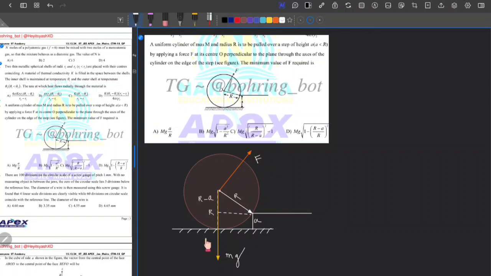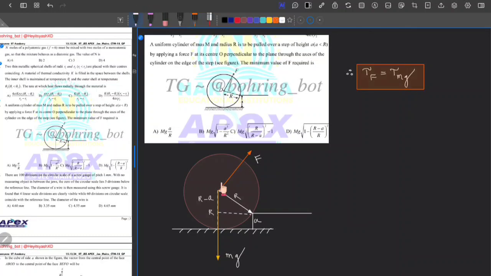Now the torques due to these two must be equal. The minimum value of force required: the clockwise torque due to this force and the anticlockwise torque due to this weight must be equal in order to find this F minimum. Therefore, the torque due to this force should be equal to the torque due to this mg to find the minimum force required, right? This is the important thing.